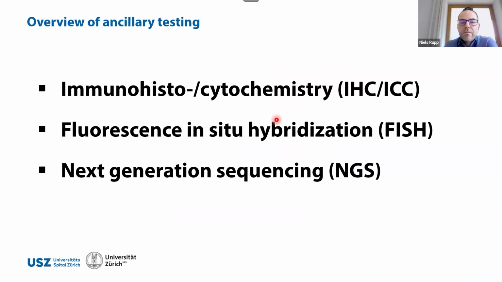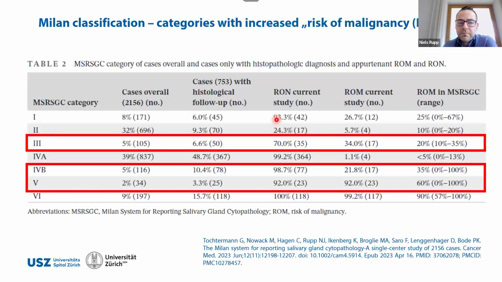So as you all know, many of you will use immunohistochemistry and immunocytochemistry for a better classification. This is widely available. However, FISH isn't that easily available. And also next generation sequencing is, in our opinion, the best way to deal with difficult lesions. However, I'm aware that it's not available at any place throughout the world.